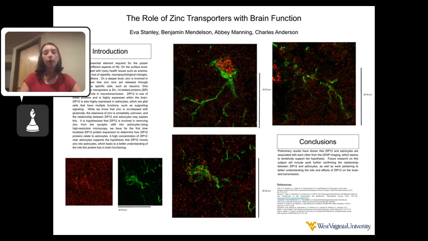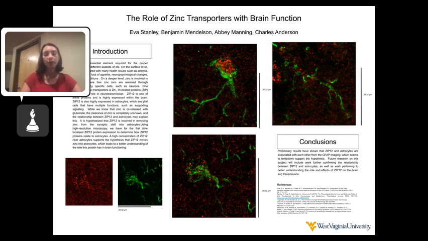While we know and understand that zinc is co-released with glutamate, we don't know how zinc is cleared, and the relationship between ZIP12 and astrocytes may explain this. It is hypothesized that ZIP12 is involved in removing zinc from the synaptic cleft into astrocytes.